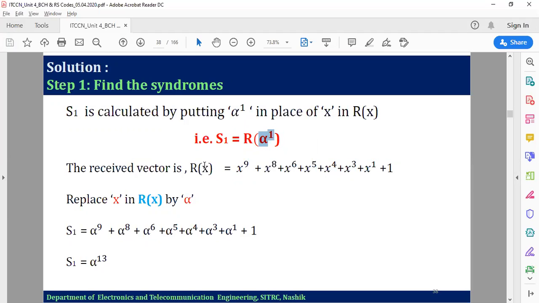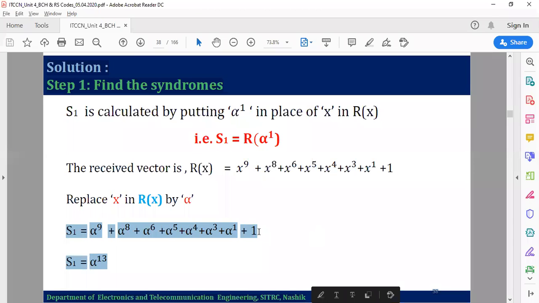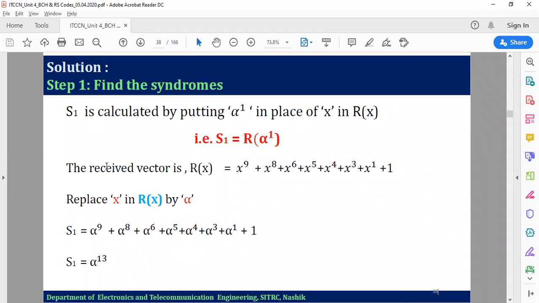And remember, you have to process this S1. So what is R of X? It is X raised to 9, plus X raised to 8, plus X raised to 6, plus X raised to 5, 4, 3, X raised to 1, and plus 1. So simply replace X by what? Alpha. So what will S1 be? It will be alpha raised to 9 plus alpha raised to 8 plus alpha raised to 6 plus alpha raised to 5 plus alpha raised to 4 plus alpha raised to 3 plus alpha plus 1.